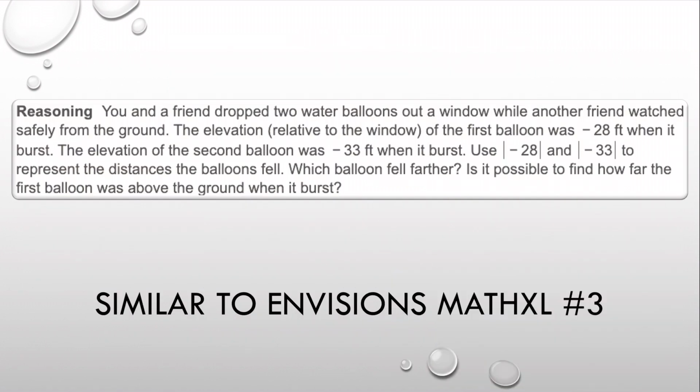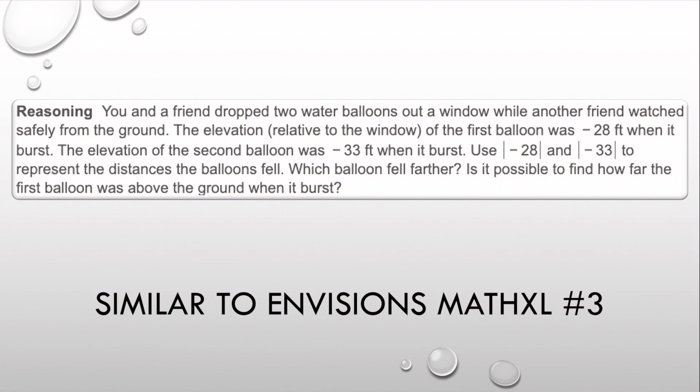This is another question that I wanted to go over that's on your Math Excel. This is similar to your question 3. You and a friend dropped 2 water balloons out of a window while another friend watched safely from the ground. I guess that means that they weren't within shot of the water balloons. The elevation relative to the window means they're not giving you the elevation as we normally talk about elevation, which is how far above or below sea level. Their elevation is how far above or below the window.